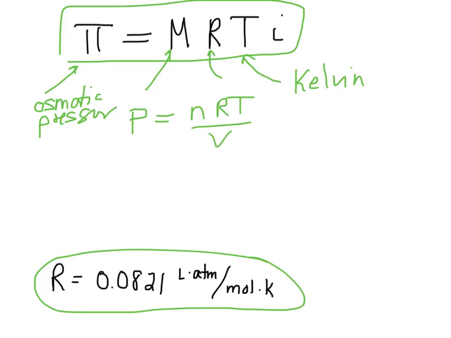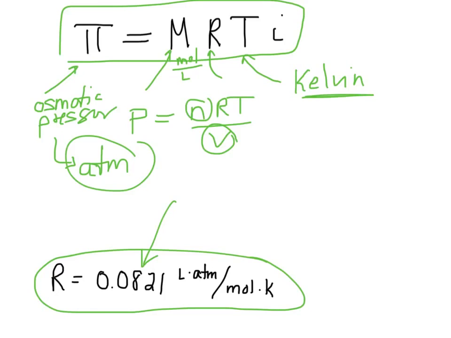Molarity is moles over liters, and you've got your R. So you have to use Kelvin, and you have to use molarity, which is moles per liter. And your osmotic pressure always comes out in atm if you use this R, and that's really the only R we're going to use, 0.0821. So why don't we try a problem with that?